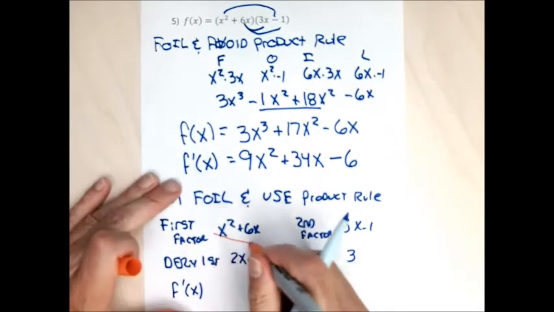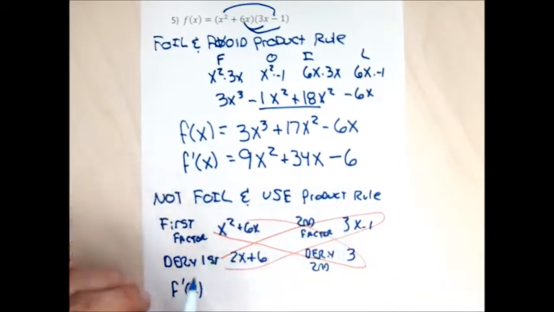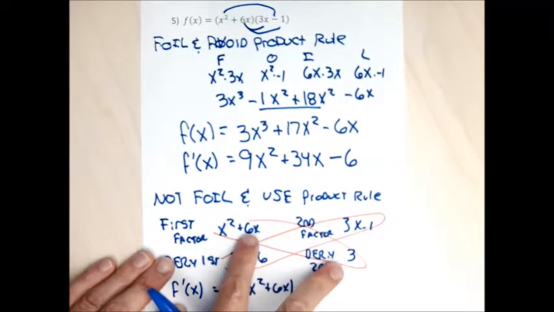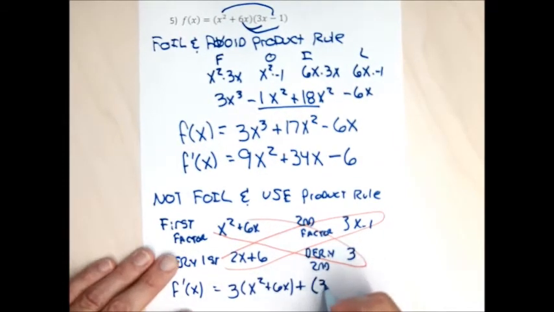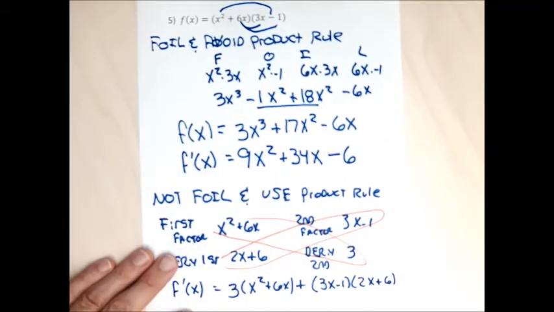Then if I was using the product rule, I'd say f prime of x equals, and I just kind of cross multiply-ish. First factor, which is x squared plus 6x, times the derivative of the second, I'm going to write it backwards like I do a lot, plus the second factor 3x minus 1, times the derivative of the first, which is 2x plus 6. I hope when I simplify it, it comes out to be exactly that.